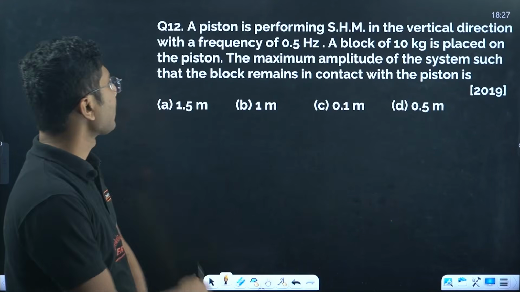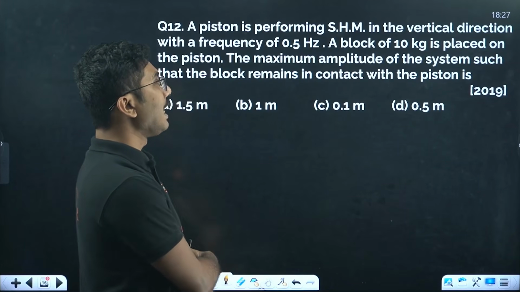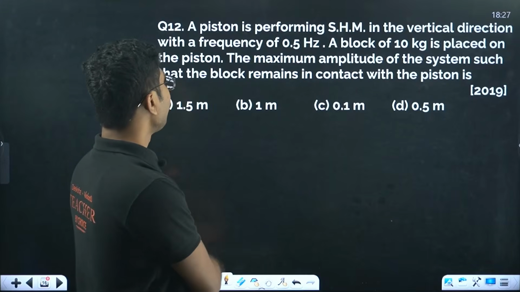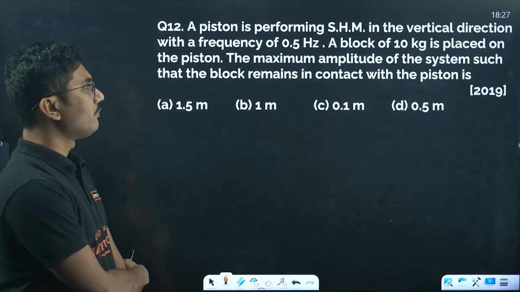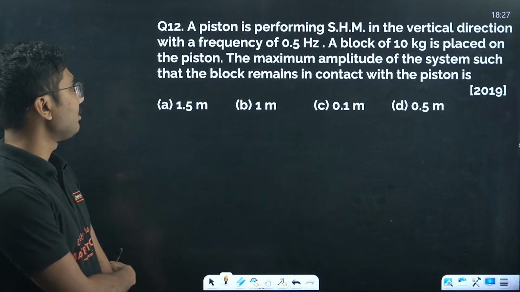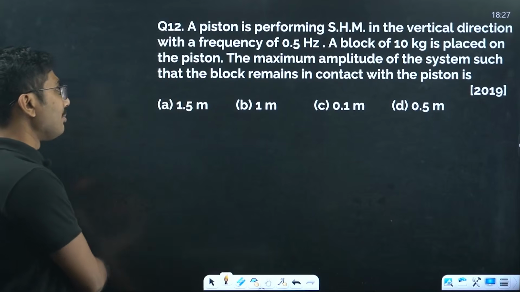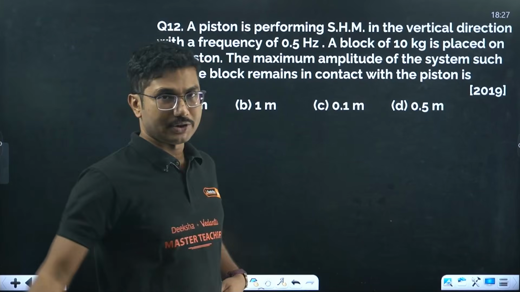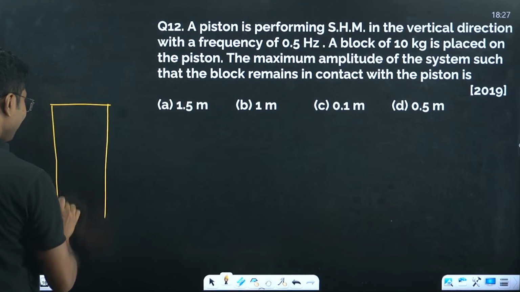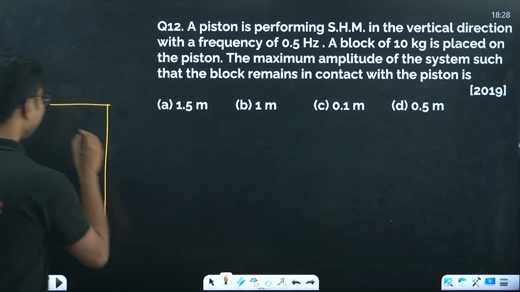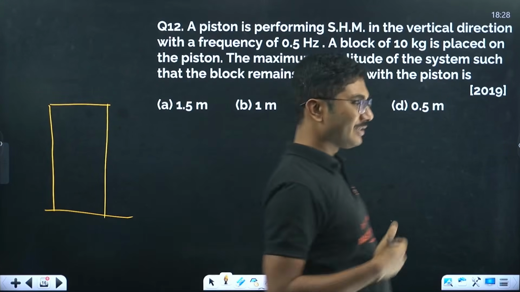Next question: a piston is performing simple harmonic motion in the vertical direction with a frequency of 0.5 Hz. A block of 10 kg is placed on the piston. The maximum amplitude of the system such that the block remains in contact with the piston? Very intelligent question, but again intelligent questions will be difficult for you, right? So what is this question? Basically it mixes simple harmonic motion with the lift motion.